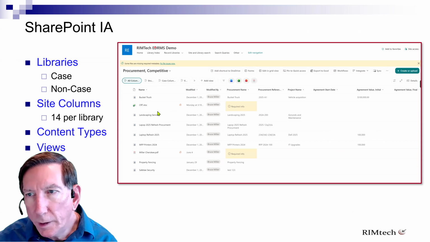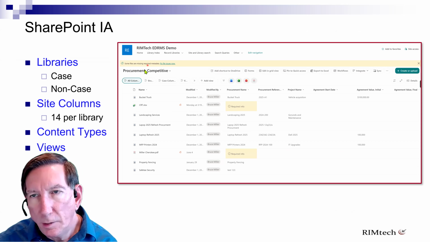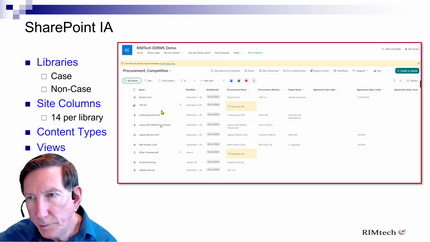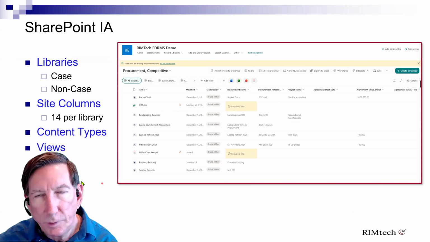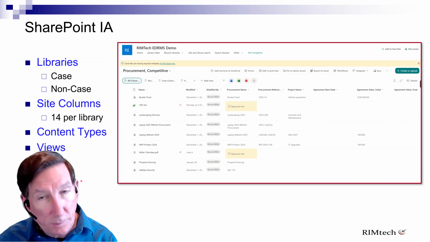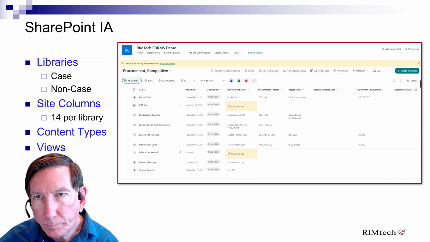So this is what it would look like when it's deployed. A sample. This is a library called Competitive Procurement. It's a case library, so it's broken into cases. All the metadata is all up and running. So you've got yourself a fully functional SharePoint IA at this point. The only thing you don't have is permissions. We do not do permissions.